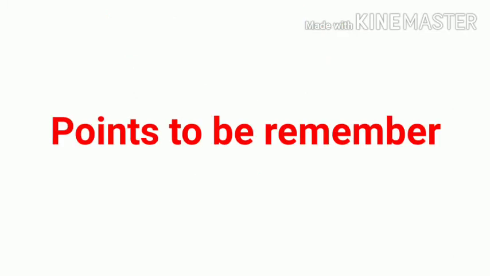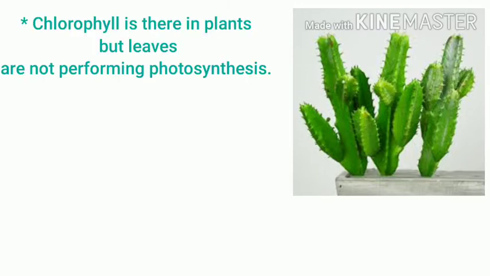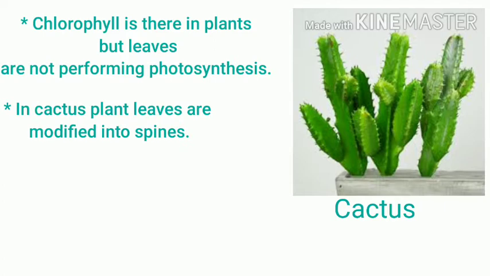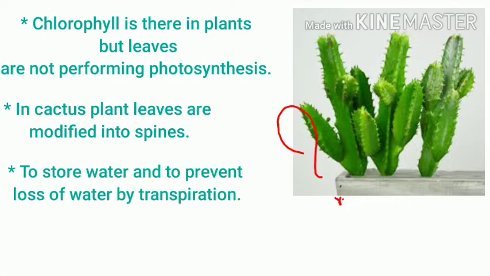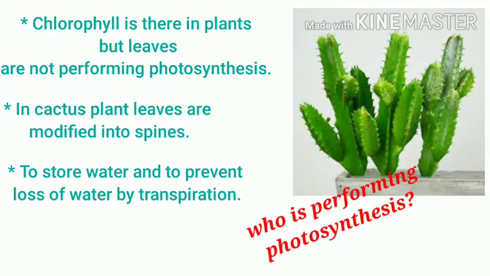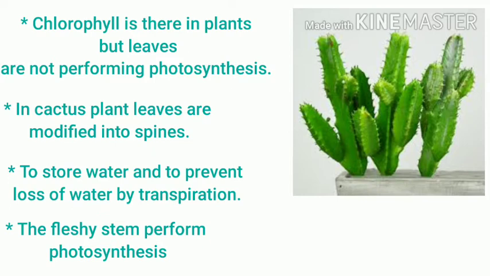Two more important points I left out in the last video. One is that in some plants, even though chlorophyll is there, the leaf is not performing the function. For example, plants like cactus, in which leaves are modified into spines. Why? To store the water. There, the leaf is not performing photosynthesis. Who is performing? The fleshy stem performs the photosynthesis.